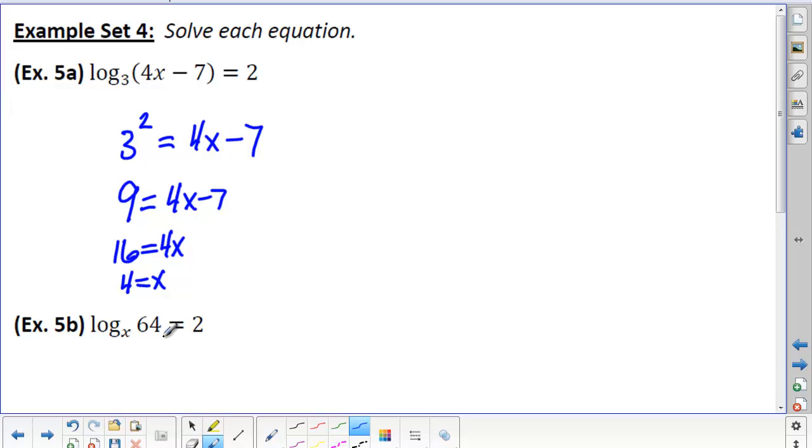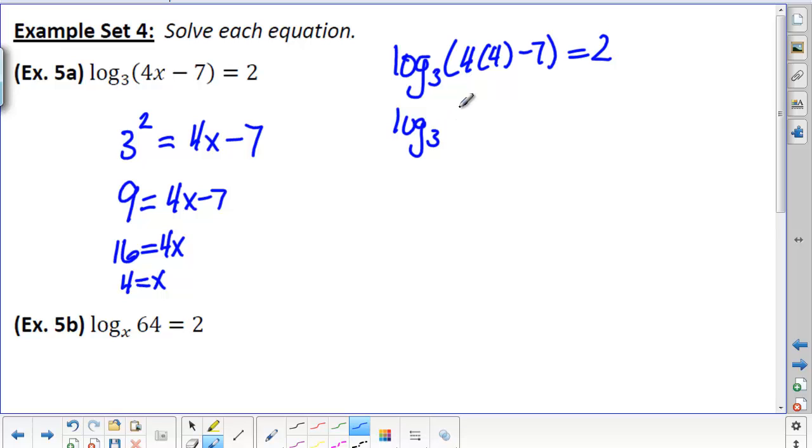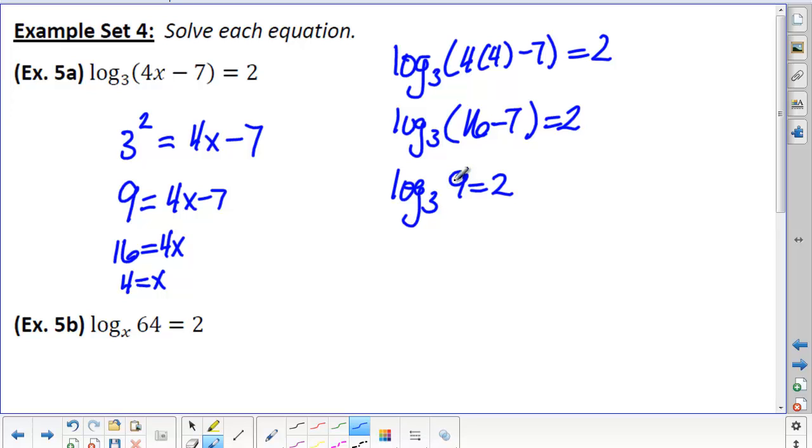Okay, and just to check this, if we do log base 3 of 4 times 4 minus 7, we get log base 3 of 16 minus 7, and then log base 3 of 9 equals 2, which is true, right? 3 to the second power is 9. So that does work out. We can check that and see that it doesn't violate anything. We don't end up with a negative value here. This value is positive, so it's all good.